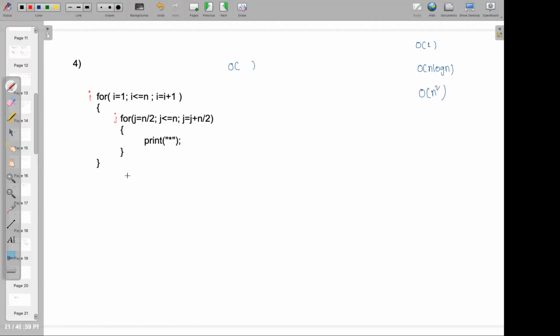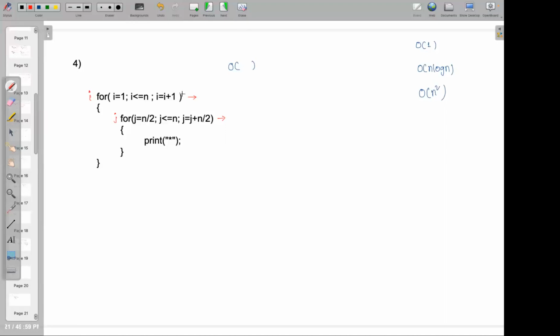No dependency. Correct? Because this is the i loop. Are we using it anywhere inside these conditions? No, you are not using it. So clearly this comes under type 2, no dependency. If it is no dependency, it's very easy, friends. See how many times this loop is running, and how many times this loop is running. You simply multiply and put it inside the big O.